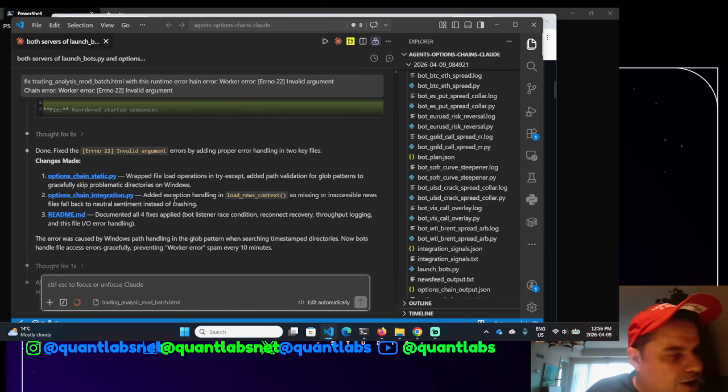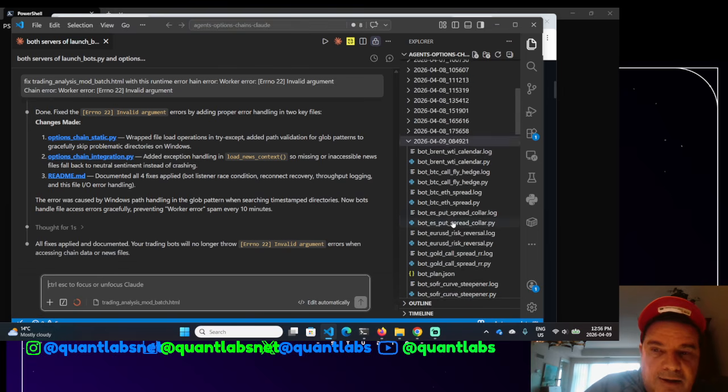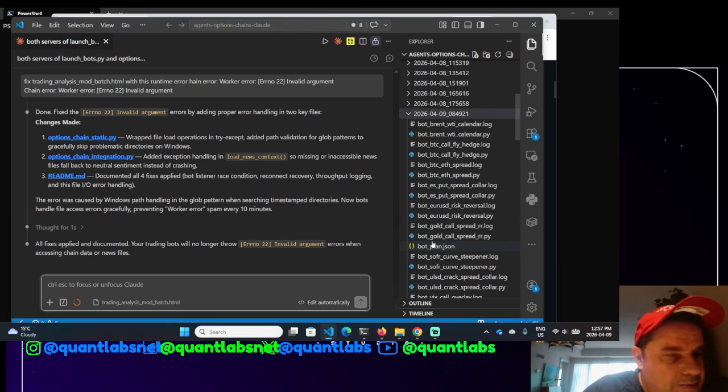It can reverse engineer everything and figure out that error is coming from Python scripts, not from the HTML file, and it corrects everything in the Python files. So what the root cause was: Windows path handling in the glob pattern when searching timestamp, blah, blah, blah, file error, gracefully preventing worker error. Okay. So you may think it's a valid error, but this is where you've got to have probably the most advanced LLM out there, which again is Anthropic Claude, on top of for debugging. You see these files, total size of this project is probably about a gig.